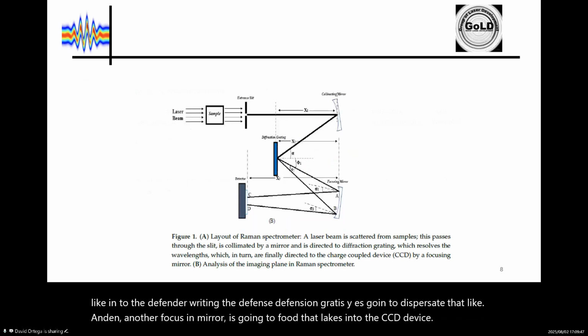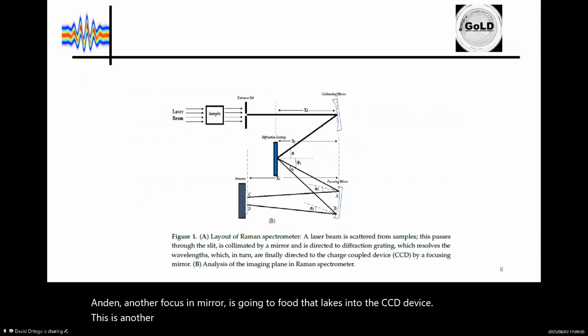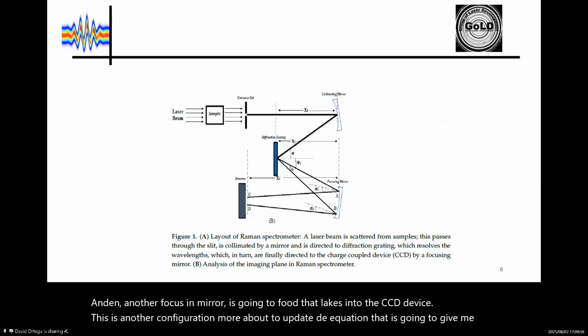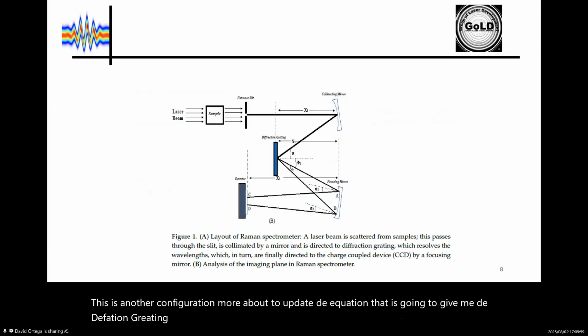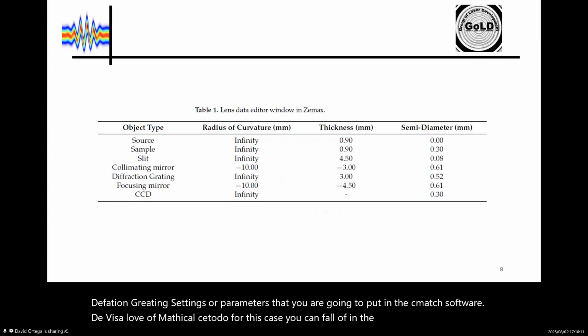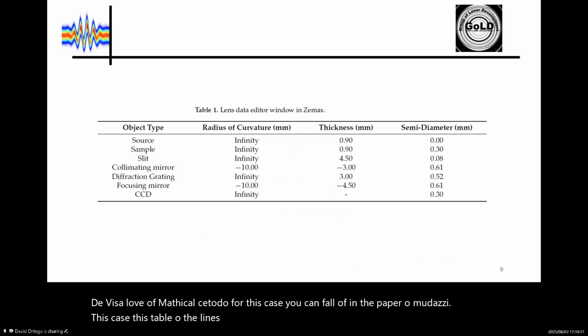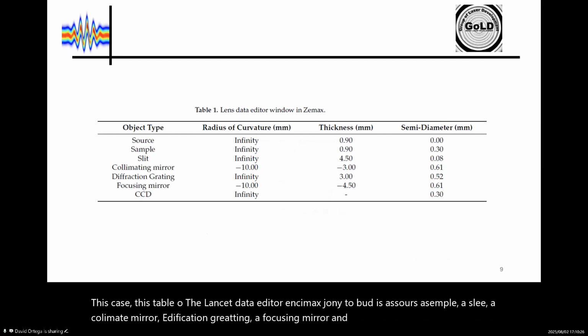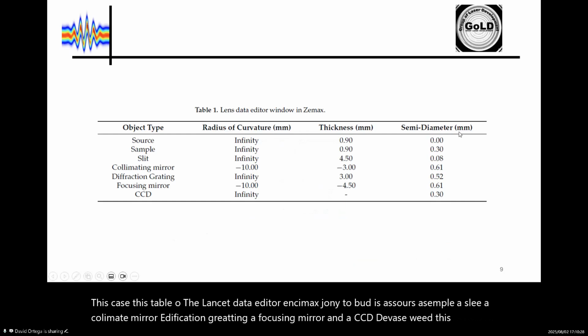And this is another configuration used to obtain the equation that is going to give me the diffraction grating settings or parameters that you are going to put in the Zemax software. There is a lot of mathematical setup for this case, and you can follow it in the paper of Mudassir. In this table of the lens data editor in Zemax, you need to put a source, a sample, a slit, a collimating mirror, a diffraction grating, a focusing mirror, and a CCD device, with their radius of curvature, thickness, and semi-diameter.